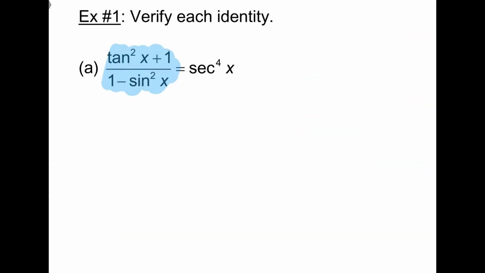So example 1, tan squared x plus 1 over 1 minus sine squared x is equal to secant to the fourth of x. So what's the first thing that pops out at you? Think in your head. Take about 5 seconds. What would you do first? Now turn to the partner next to you and let's share. What's the first thing you do?